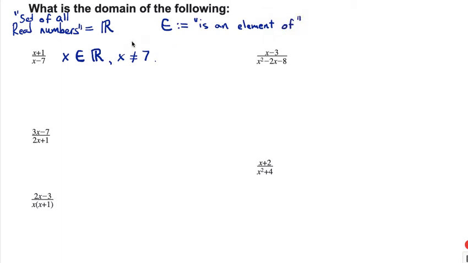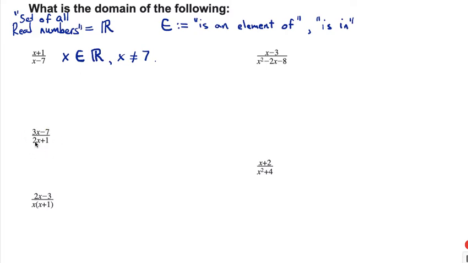All right, or "is in," if you like. So x is an element of the set of all real numbers, or x is in the set. That's another way of saying "is an element of." So x is in the set of all real numbers, and x is not equal to 7. That's our domain right there. Very nice, quick and easy way of writing it when we define those two mathematical symbols, which are extremely useful.